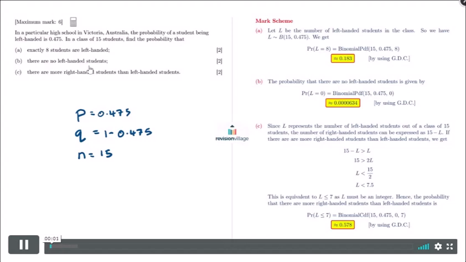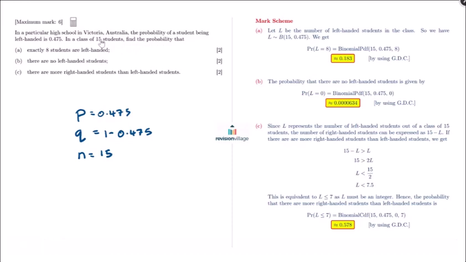Part B, similar to Part A, this question asks to find the probability that out of a class of 15 students, there are no left-handed students this time. Okay, so I won't go through all the detail that we talked about in Part A. If you're not sure how I got these values here, I recommend going back and watching Part A.